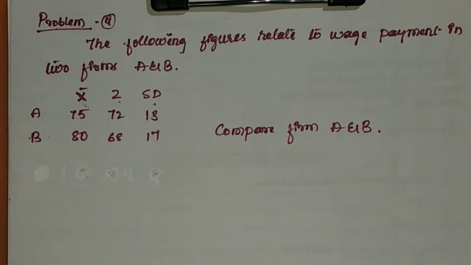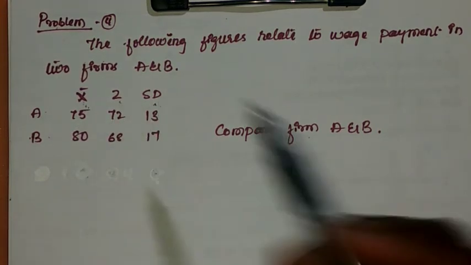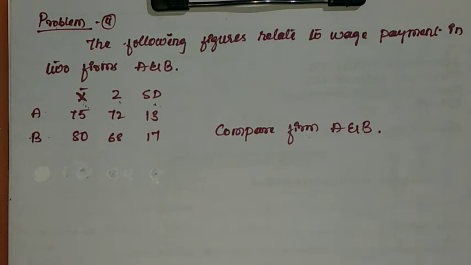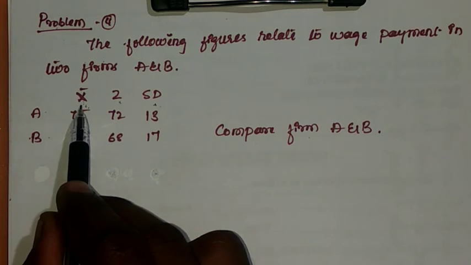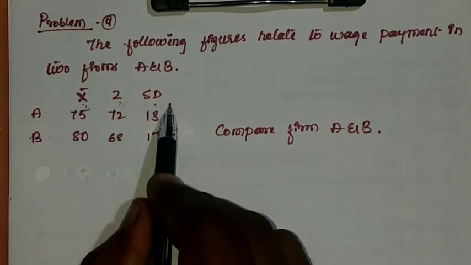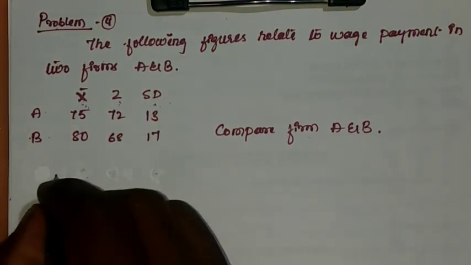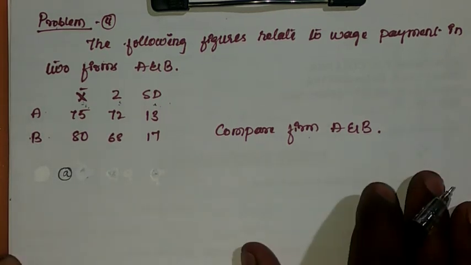Next, problem number 4. The following figures relate to wage payment in two firms A and B. For A and B they are given mean, mode and standard deviation, and they ask to compare firm A and B. So to compare, they are given 3 points: mean, mode and standard deviation. Okay, firstly we shall compare mean.